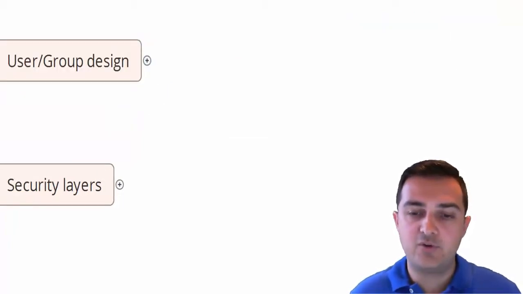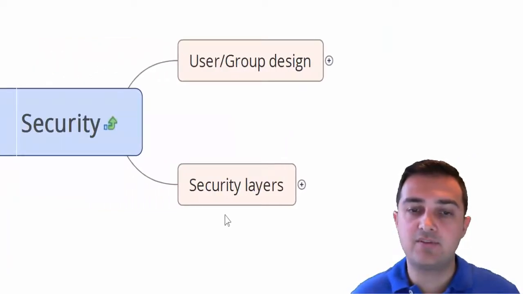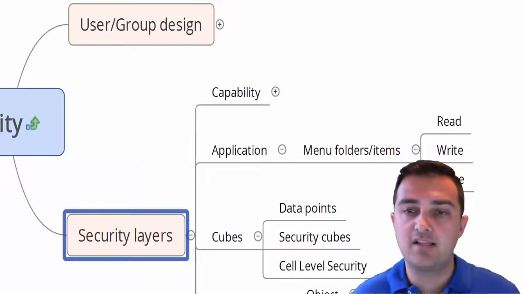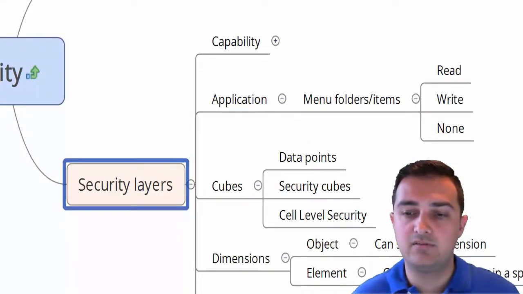So assume we have those groups figured out. Now we have to think about the security layers we have in TM1. I'll give an overview first and then we'll look at them in turn.